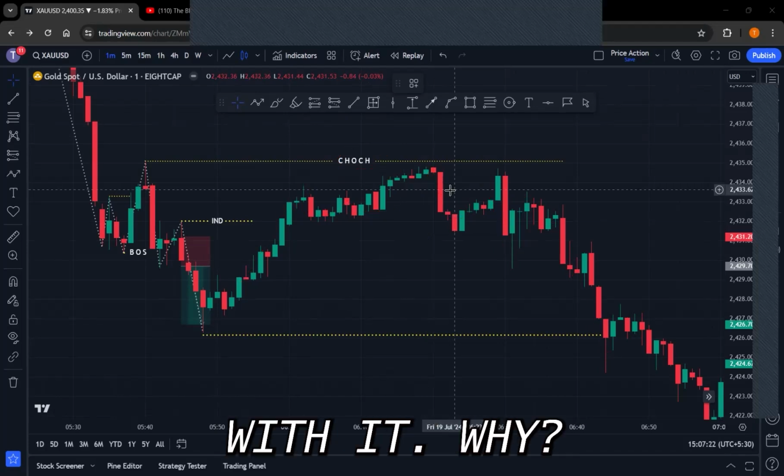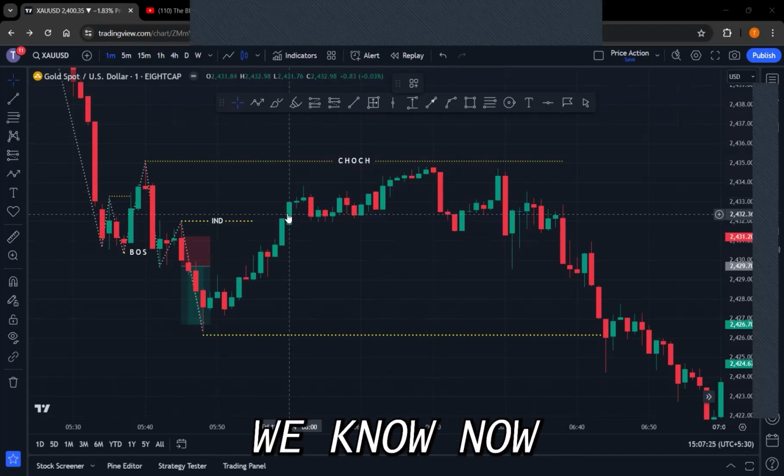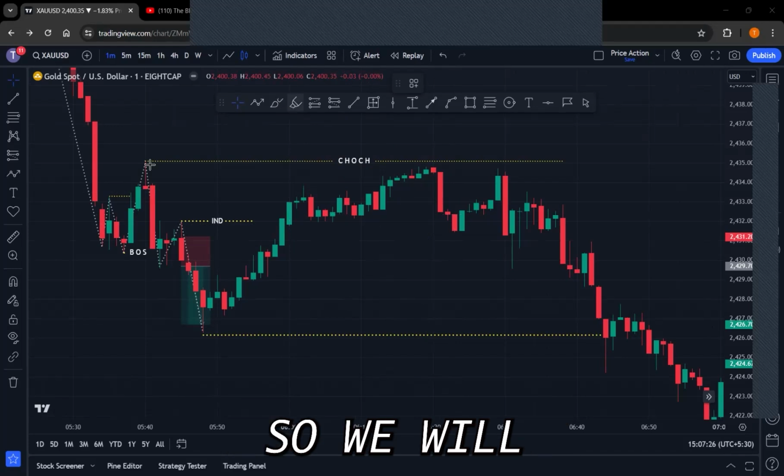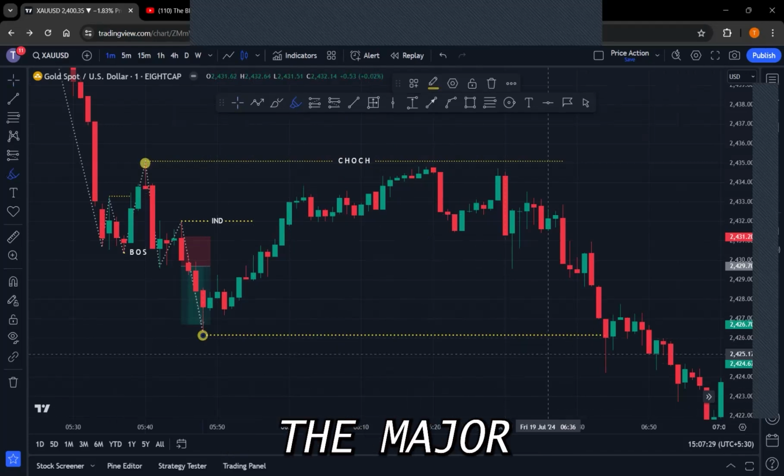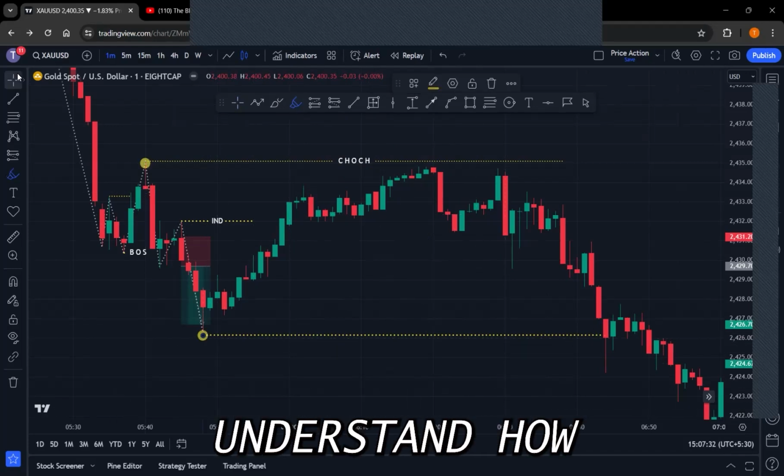We are not confused with it. Why? Because we now know which is the real point. So we will regard this as the major resistance and this as the major support in the market. Now we have to understand how to take the trade.